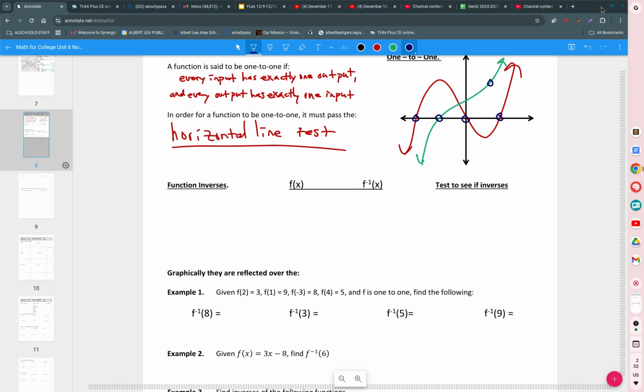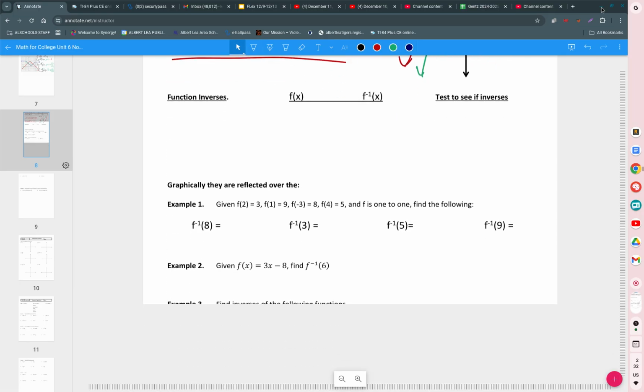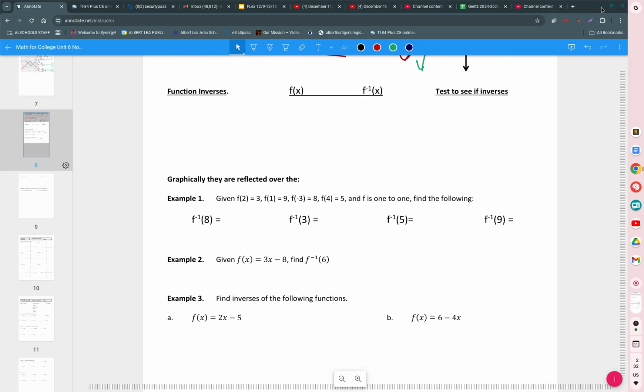You don't have to do anything with one-to-one. You don't have to know about it. For those of you, there's a few people that are going to be taking college algebra next year. We get into more depth with that. And the fact that you see it here first kind of helps out. But so let's understand then what a function inverse is.